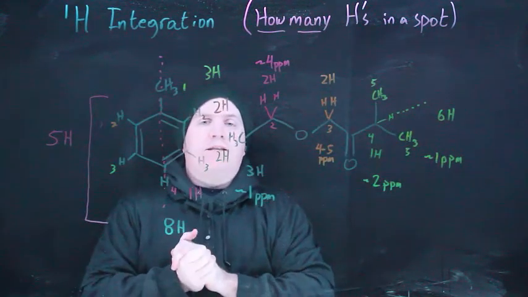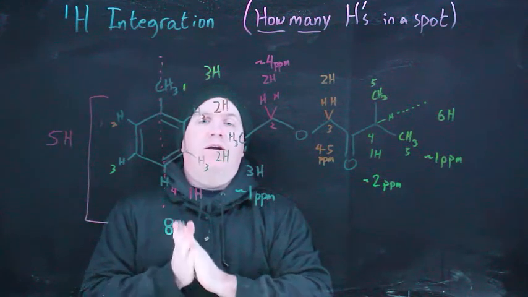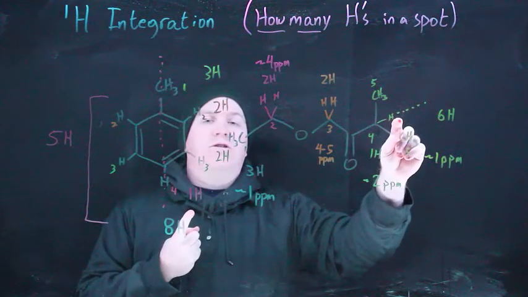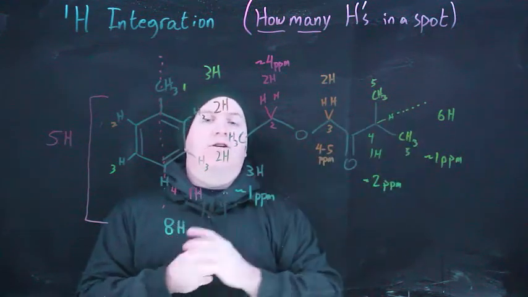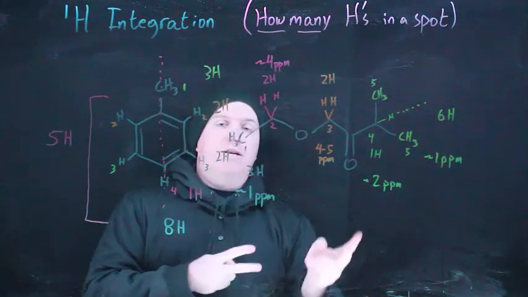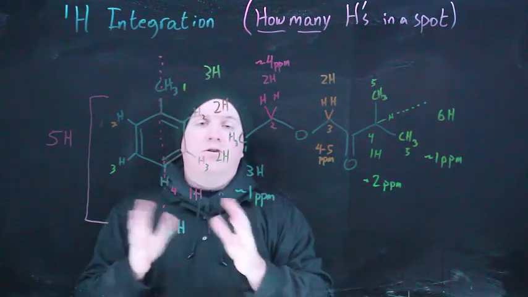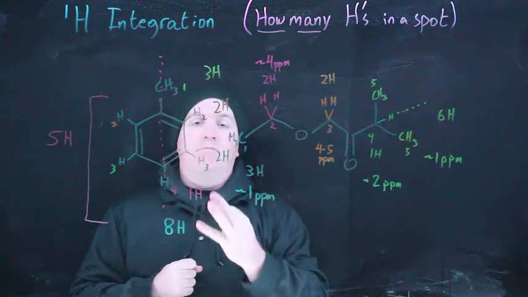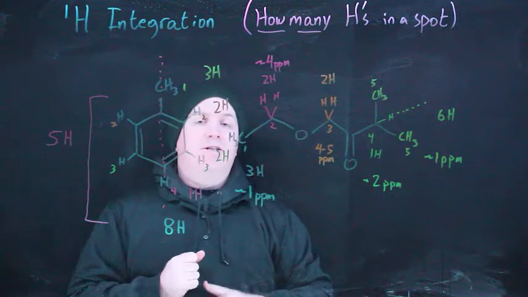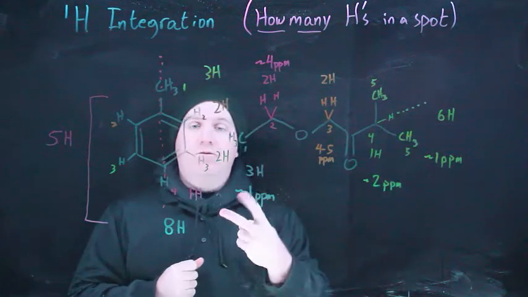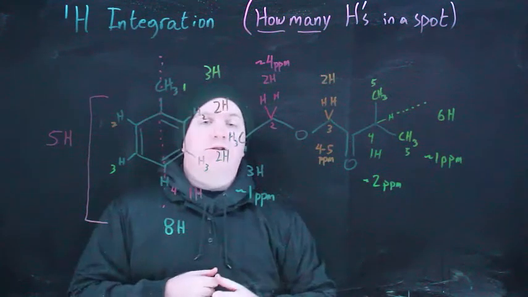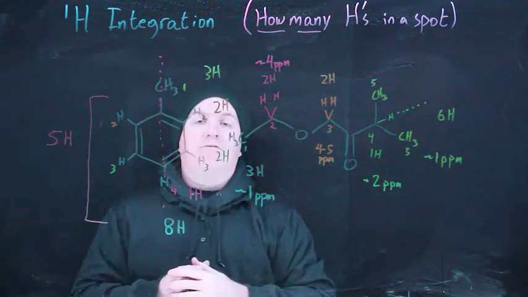Which raises the point that there are magic numbers for integration, and the magic numbers are round numbers. 1H makes sense. It's a single hydrogen in that environment. 2H makes sense. 4H makes sense. It's symmetry, probably, although it could be overlapping stuff. 3H is a magic number for integration. What does it mean? Methyl. Any multiple of 3H, 6H, means 2 methyls. 9H probably means 3 methyls. 12H probably means 4 methyls, all in the same environment. So any multiple of 3 is kind of a magic number.